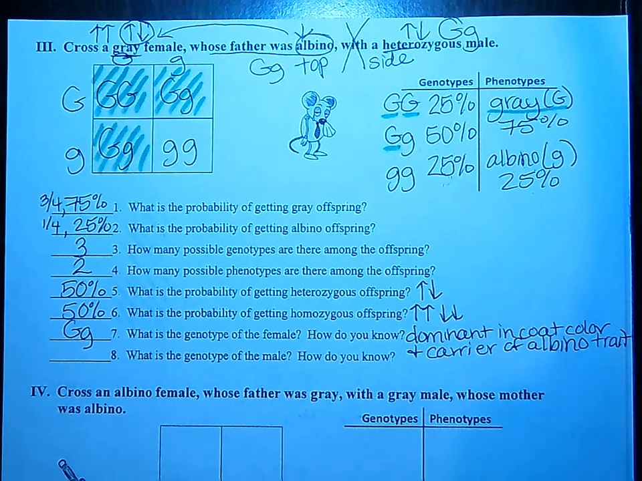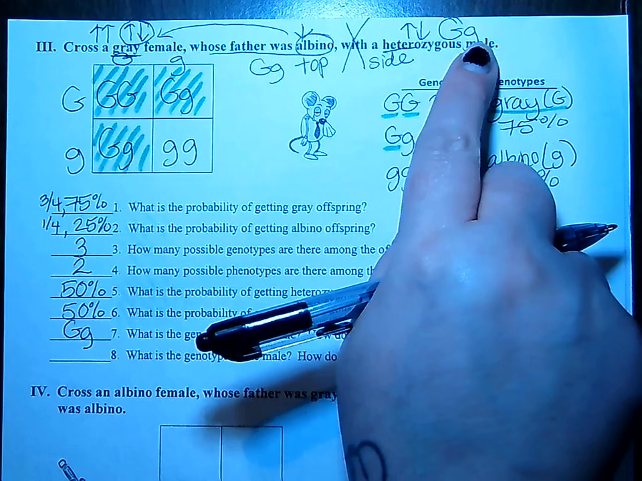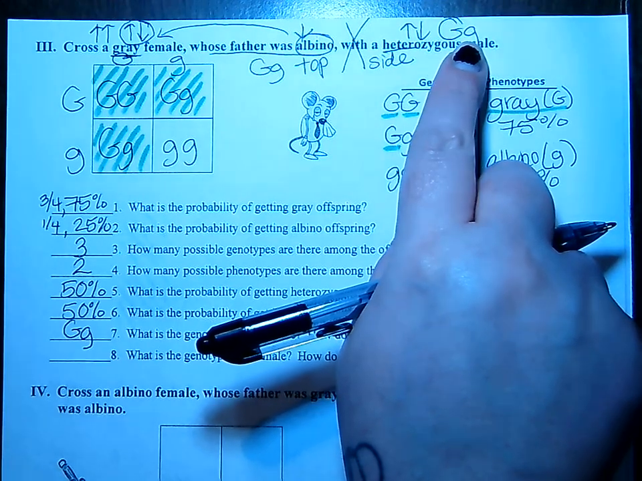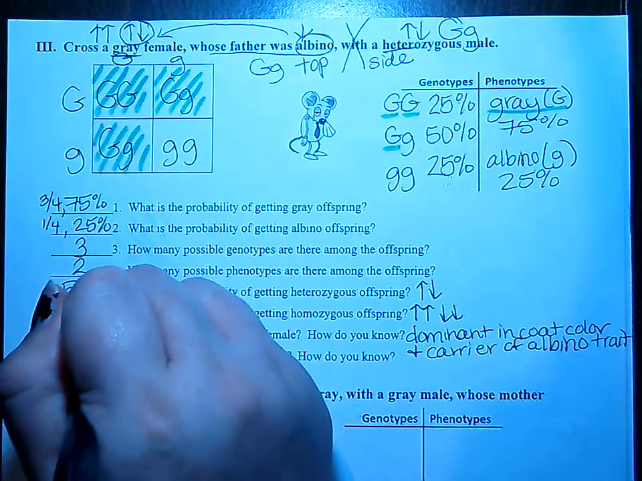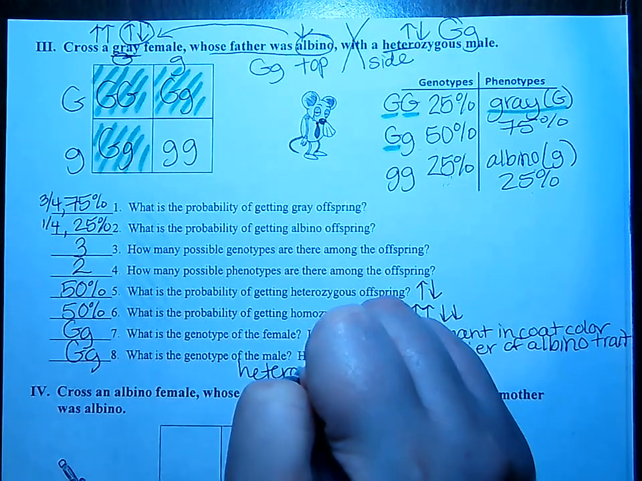Number 8. What is the genotype of the male? Well, he is heterozygous. We know that is big little. So capital G, lowercase g. And we know that because he is strictly heterozygous.